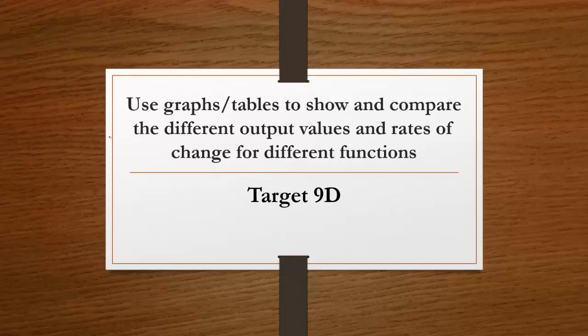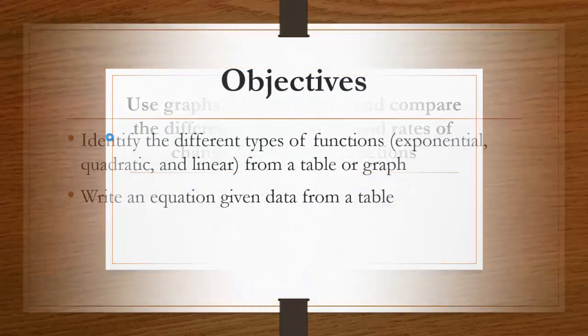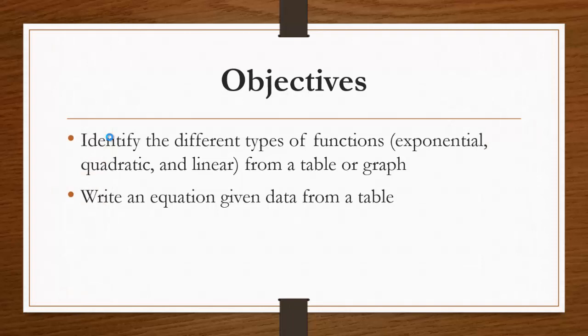All right, so this is target 9D. We are using graphs and tables to show and compare the different output values and rates of change for different functions. All right, a lot of this is going to be a review for you. So hopefully you do remember it, and if not, here's another chance for it to sink in. So we have a couple of objectives.